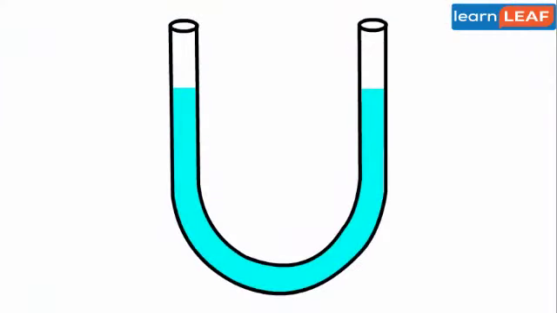Another example of oscillatory motion is the motion of the liquid contained in a U-tube when liquid in one of its limbs is compressed and released.